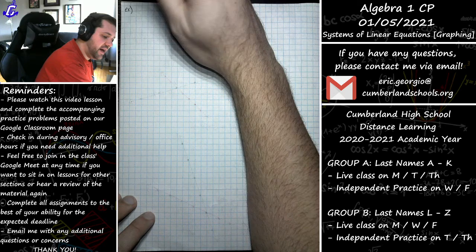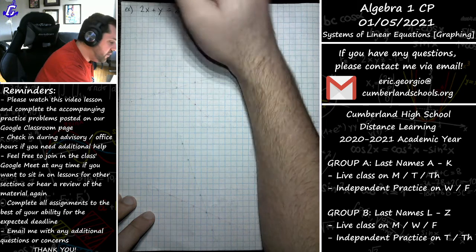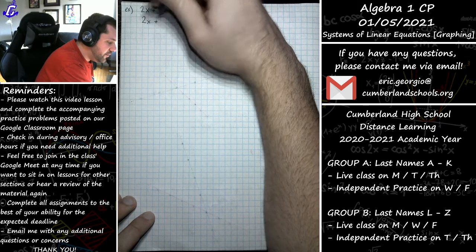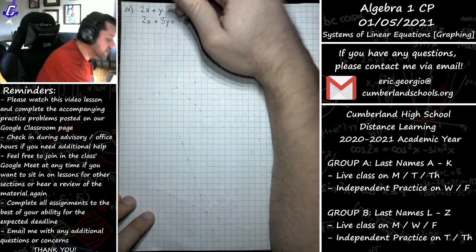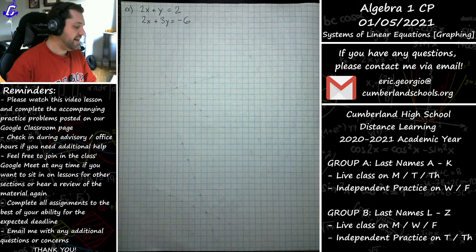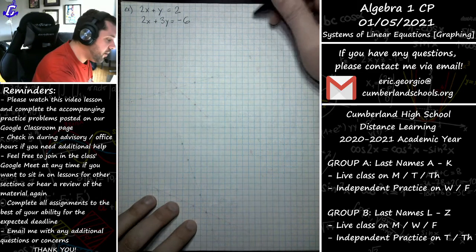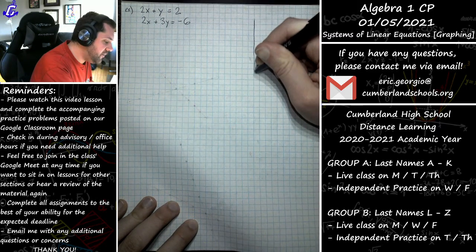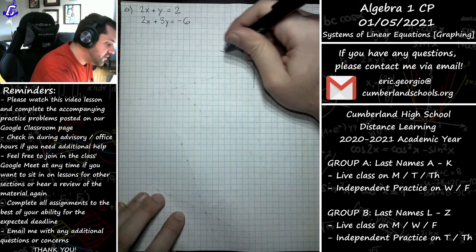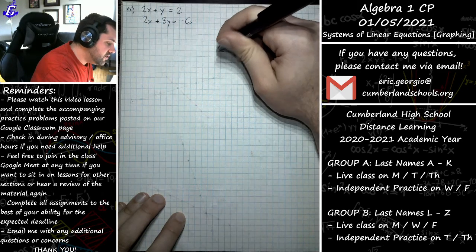Ready for this one? We got 2x plus y is equal to 2, and we have 2x plus 3y is equal to -6. Okay? So again, there's really 2 ways that you could graph something in standard form. You could find the x and y intercepts and sketch the function, or you could convert it to y equals mx plus b and graph that way. For our purposes here, I think I'll do this first example by finding intercepts on both of them, and then I'll do the second example by converting to y equals mx plus b for both of them. So whichever method you choose is totally fine.